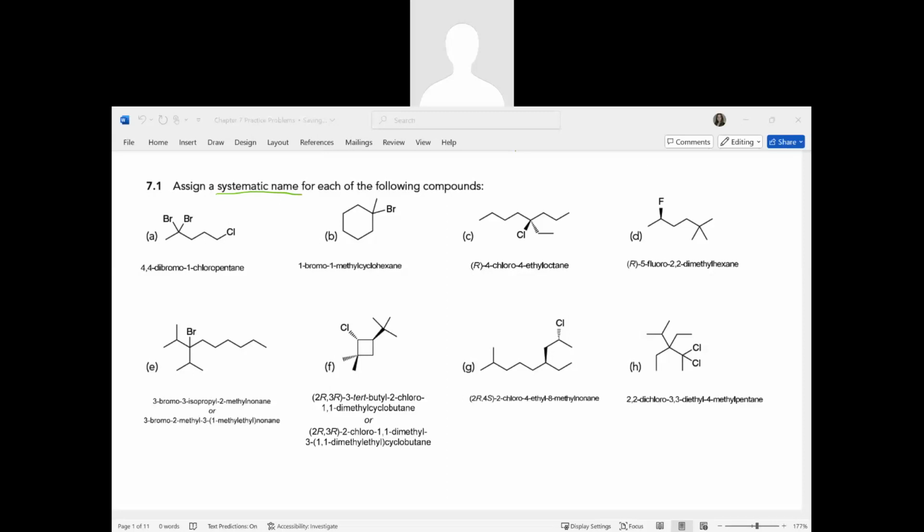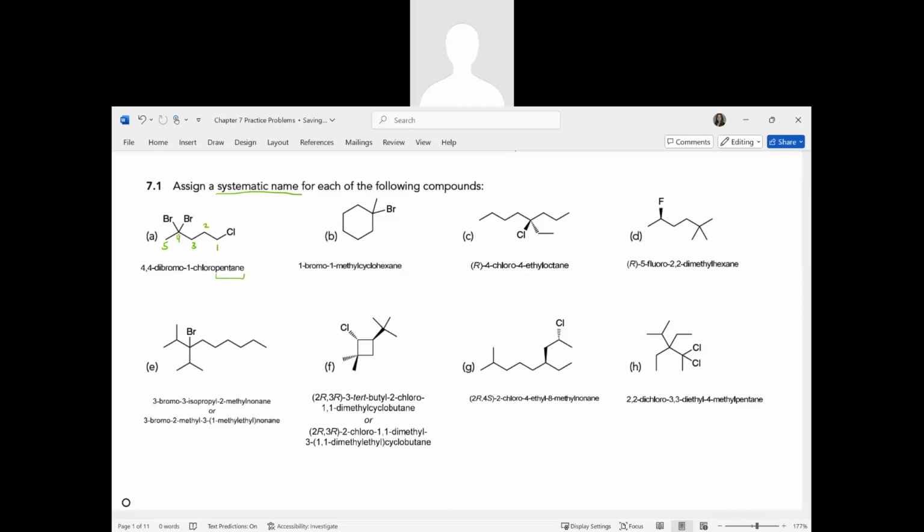So for compound A, we have 1, 2, 3, 4, 5 carbons in our longest chain. We have to remember that we need the lowest numbering overall. So if we numbered this the other way, we would have a 2, 2, 5 nomenclature instead of a 1, 4, 4. So the 1 wins. So that's why we have this 1-chloro. The parent is 5 carbons in length, so that's our pentane. And then we have 2 bromo substituents at carbon 4. So we have altogether 4,4-dibromo-1-chloropentane.